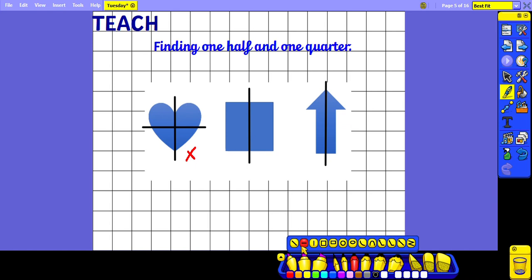So let's see if we can do it with the square. Okay, so we can see that all parts this time are equal. So I can make quarters using a square. And finally, let's try with the arrow. So we can see here that the four parts are not equal. So you cannot make quarters using an arrow.